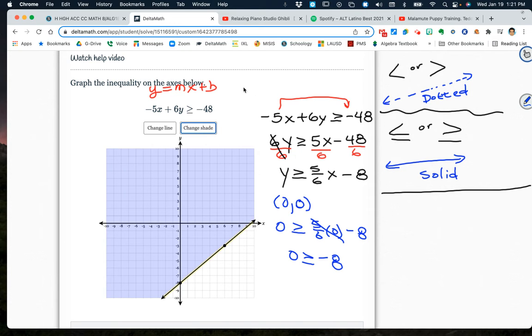Now, before you move on, our final answer ended up with that, right? Now look at the shading. Look at where your line is, and look at the shading. How would you describe the shading? So imagine you're a little ant climbing up this line. And the shading, would you say the shading is above you or below you? Above. And what kind of inequality did we have?